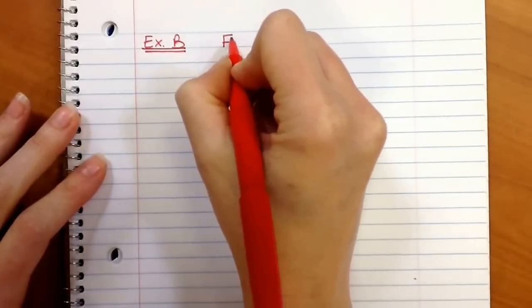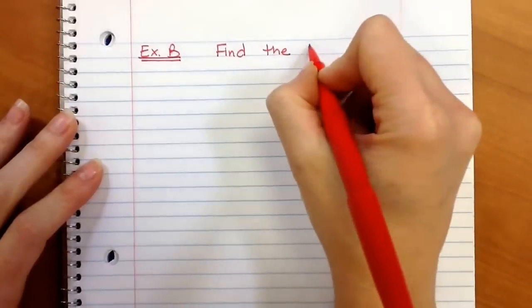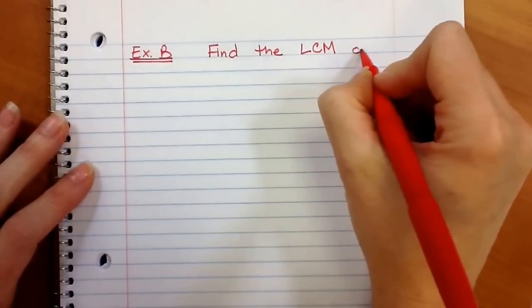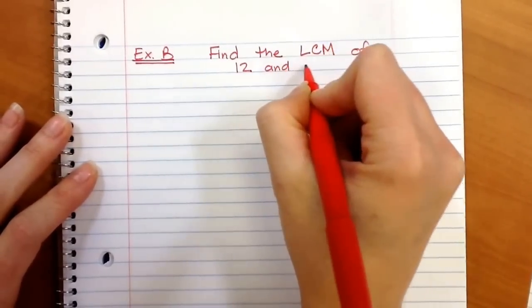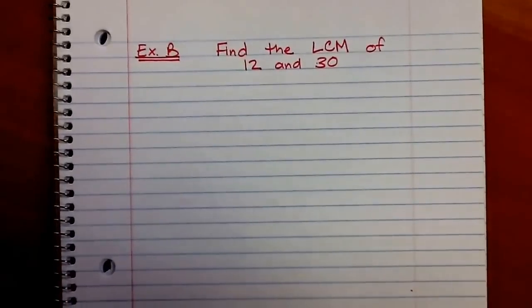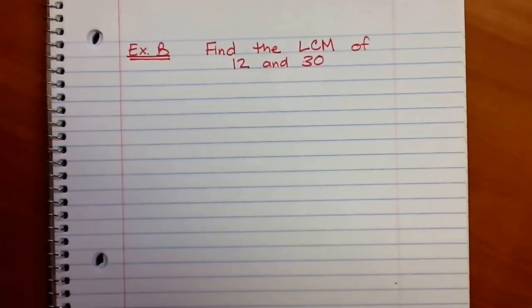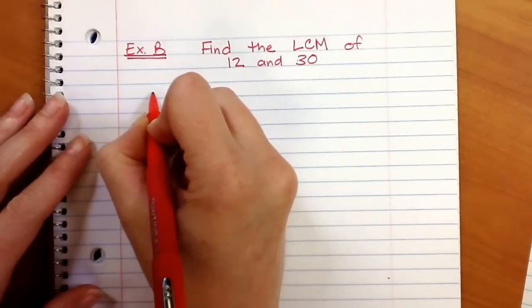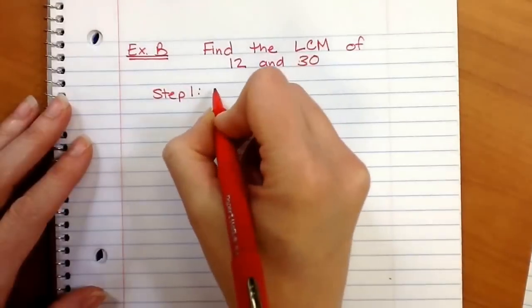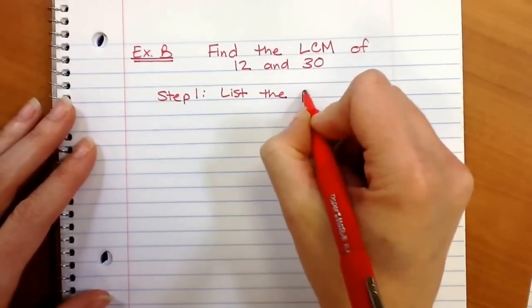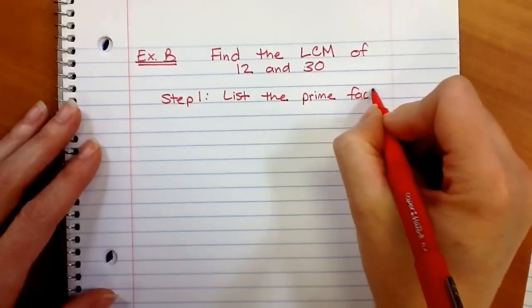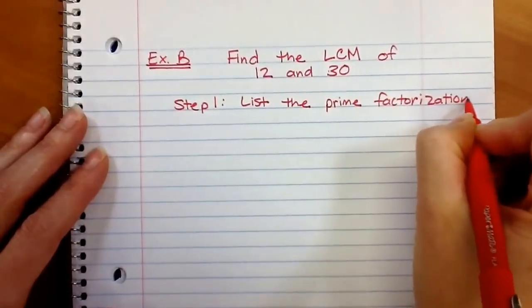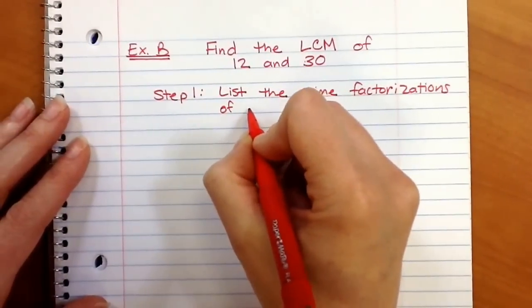All right, my second example for you today, we are going to label example B. For this one, we're going to be asked to find the least common multiple, LCM, of 12 and 30. Now, this way we're going to be looking at prime factorization again. So we're going to be using the prime numbers to find the least common multiple. And to do this, our first step, step 1, is to list the prime factorizations of each number.